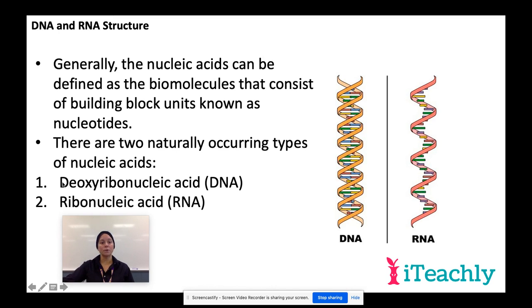Both of these, notice, have nucleic acid at the end. That's where the NA comes from. And then the D and the R, the deoxyribo and the ribo, comes from the difference between those two structures.